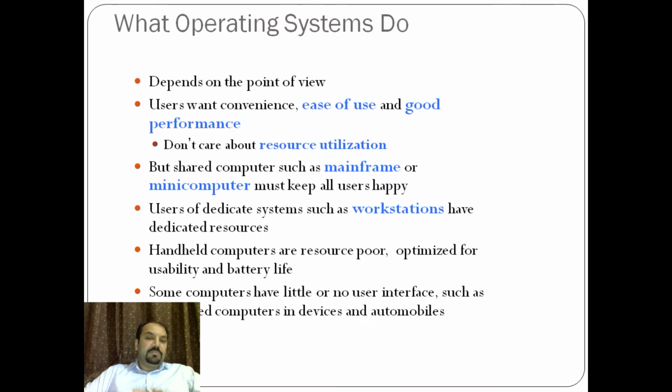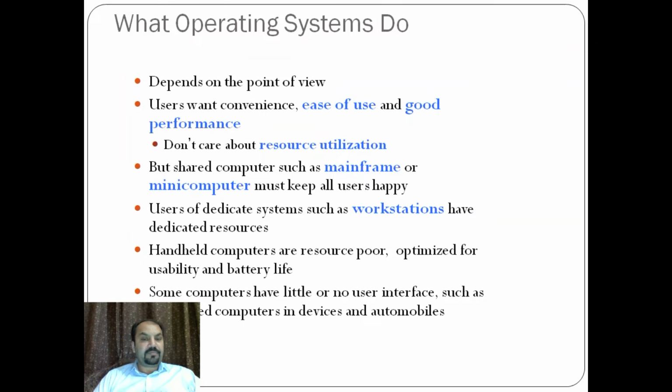There are also some shared computers such as mainframes or minicomputers, where a user may be sitting at a terminal connected to a mainframe or minicomputer. In this environment, the operating system has to keep all users happy. And how does the operating system keep all users happy? By sharing the resources. So resource sharing is most important in this environment when mainframe computers or minicomputers are being used. Performance, ease of use, and convenience are less important, and resource sharing and resource utilization are most important in this environment.